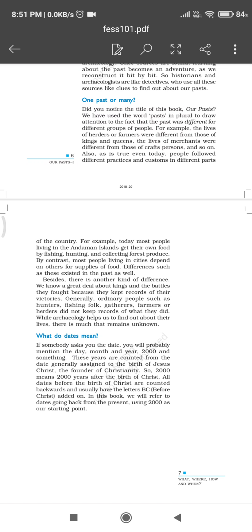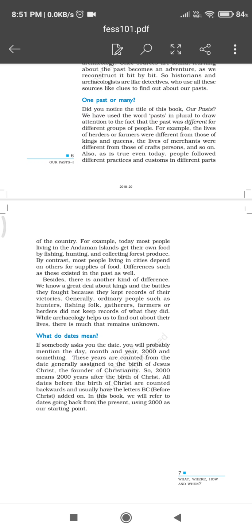For example, if today we see people living in the Andaman and Nicobar Islands, they get their own food by fishing, hunting, and collecting forest products. And if we see people living in cities, they get supplies of food from people living in rural areas.